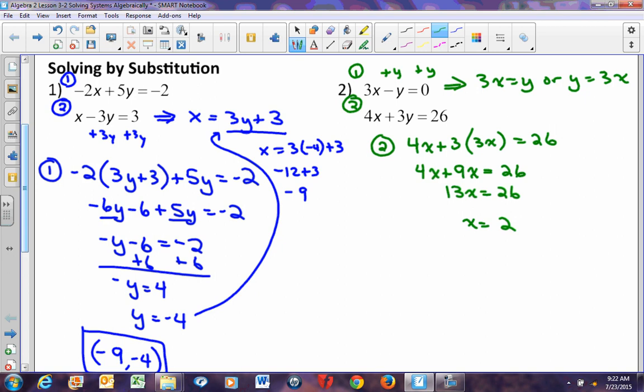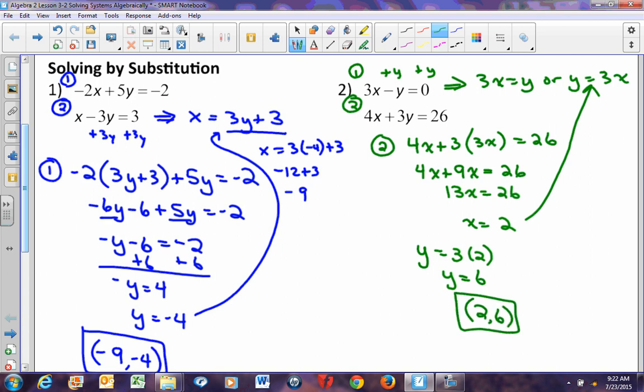Now that x equals 2, to plug it in for y, I'm just going to plug it into this equation right here. So y equals 3 times 2, so y equals 6. The solution to this system of equations is (2, 6). And we're done. That's the substitution method.